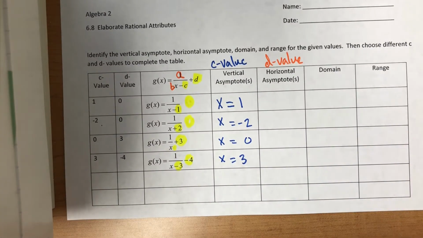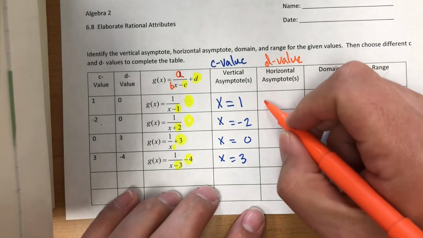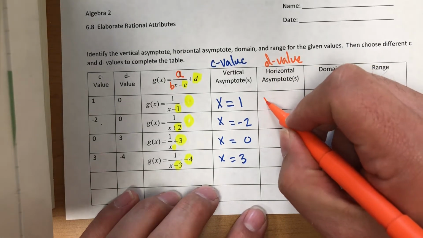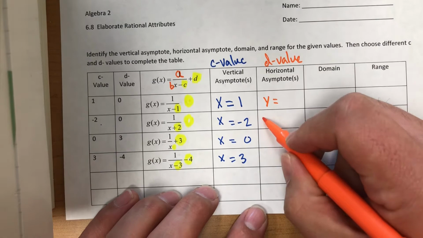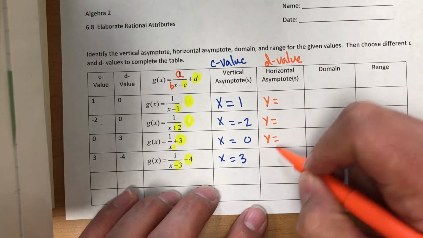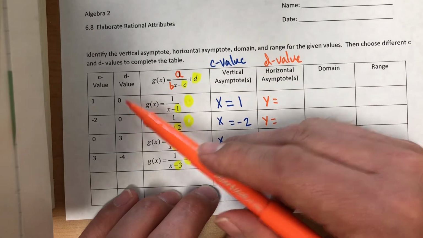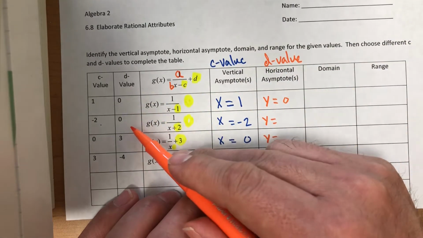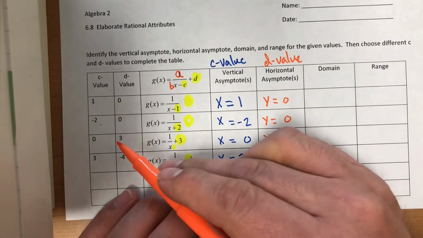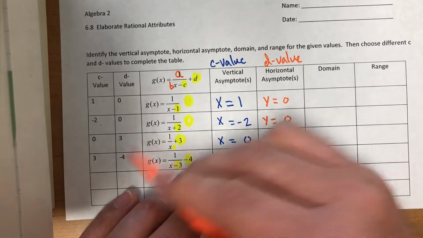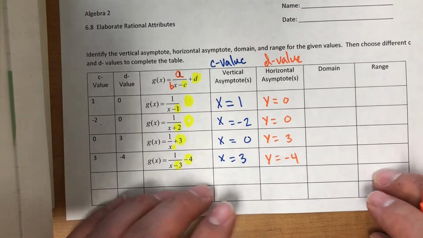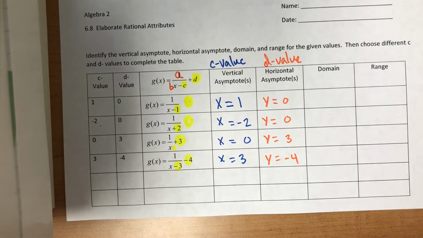For the horizontal asymptote, these are going to form a line that intersects the y-axis. So this all needs to be y equals. And then I just fill in the D values that we found earlier. D is 0. For the second one, 0. Third one is 3. Last one is -4. Okay? And then the domain and range kind of fall into place.